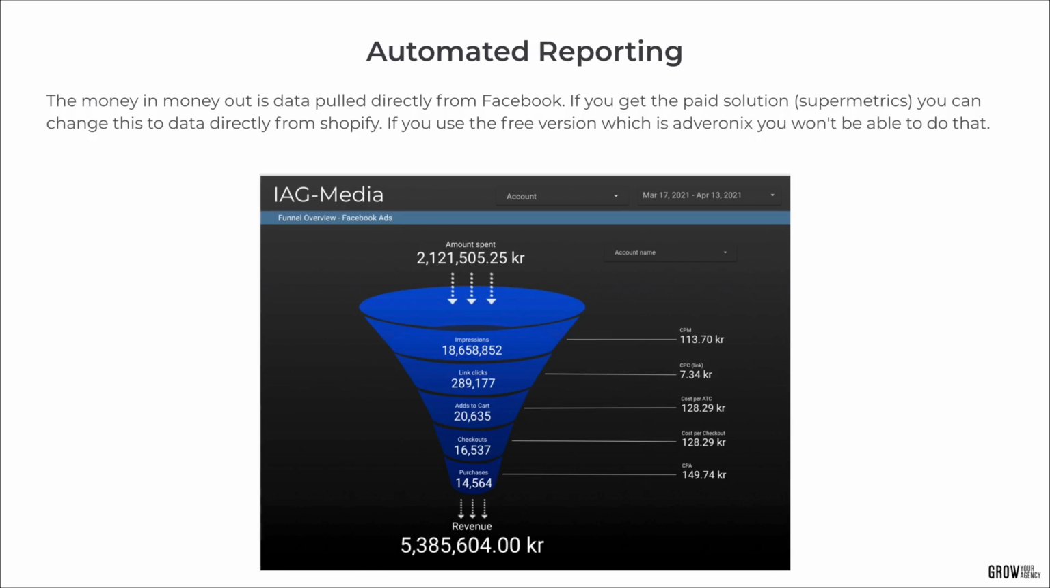Now, if you get the paid solution, which uses Supermetrics, you can change this to show data directly from Shopify. If you use the free version, which is Adveronics, you won't be able to do that. On the right, we have how much it costs to get someone to each step of the funnel. Because of what I already mentioned about only being able to track one event per person, this number no longer signifies the same thing and can kind of be deleted if you wanted to.